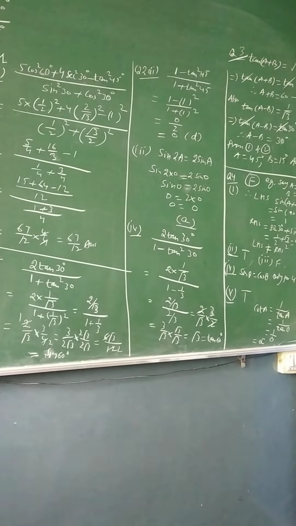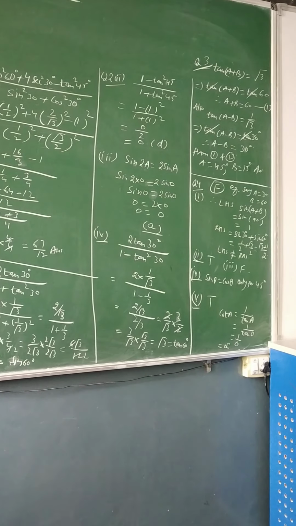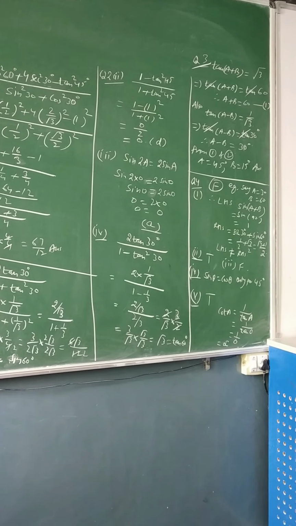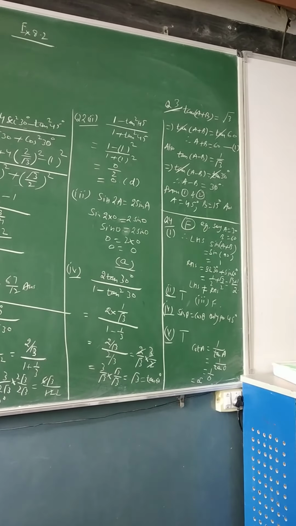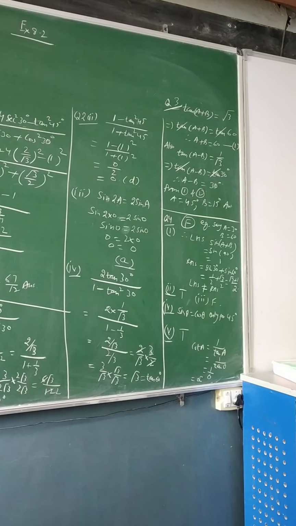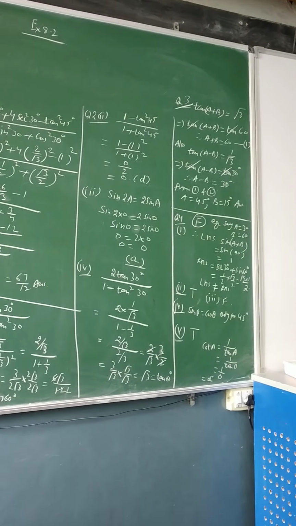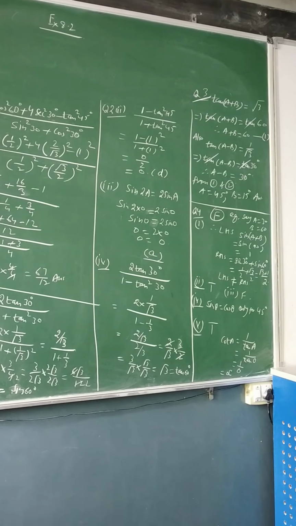Then third question. This is a different type of question. If tangent A plus B is equal to root 3 and tangent A minus B is equal to 1 upon root 3, with conditions A plus B is greater than 0 and less than or equal to 90, and A is greater than B, then you have to find A and B.